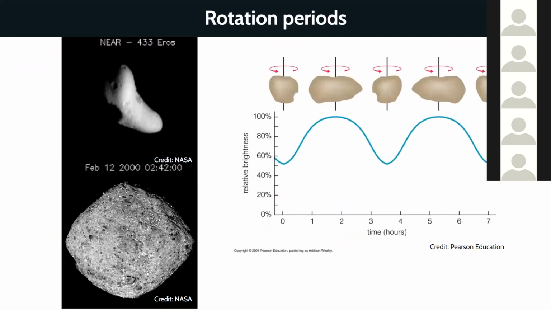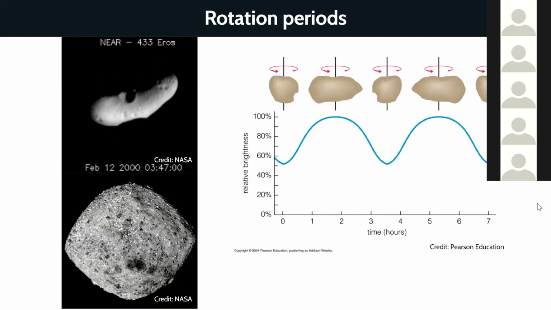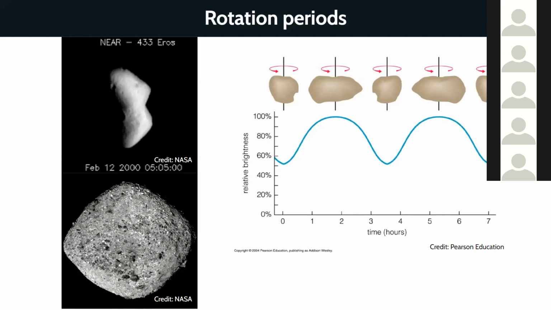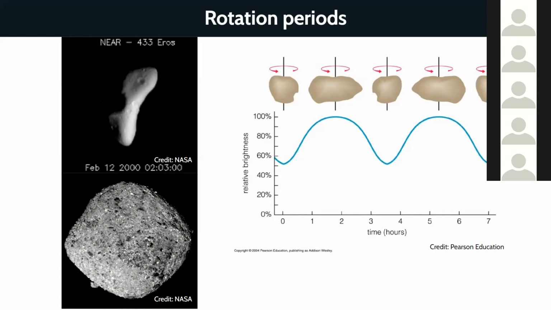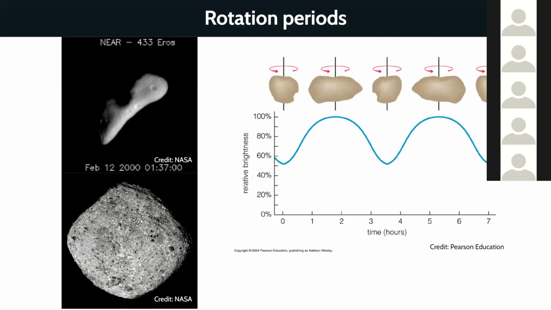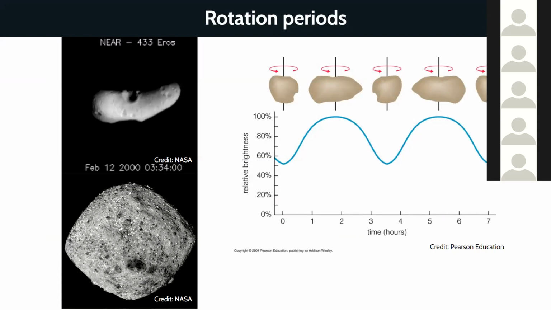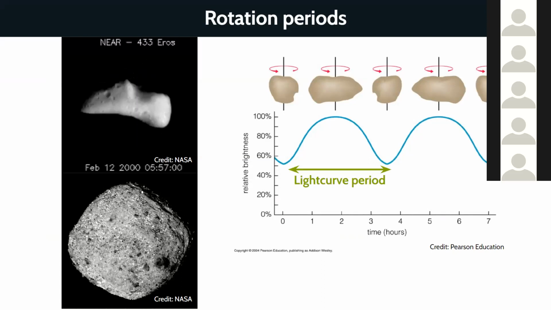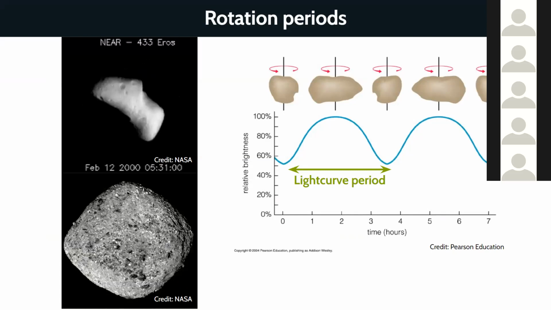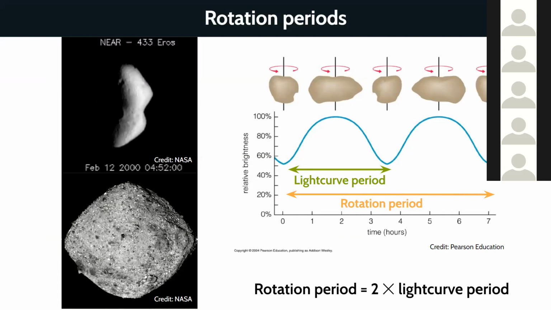So let me first introduce rotation period. The rotation period is basically just the time it takes for the asteroid to rotate once on its axis, or the time it takes for it to return back to its original position. Half a rotation period is basically the same as 1 light curve period, so an increase and a decrease of light. So the rotation period is basically twice the light curve period.